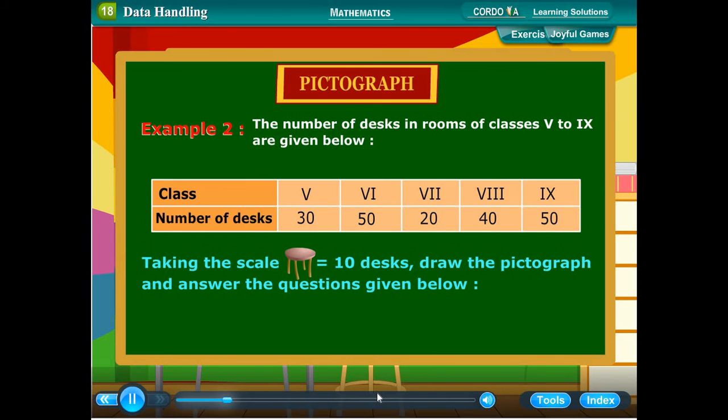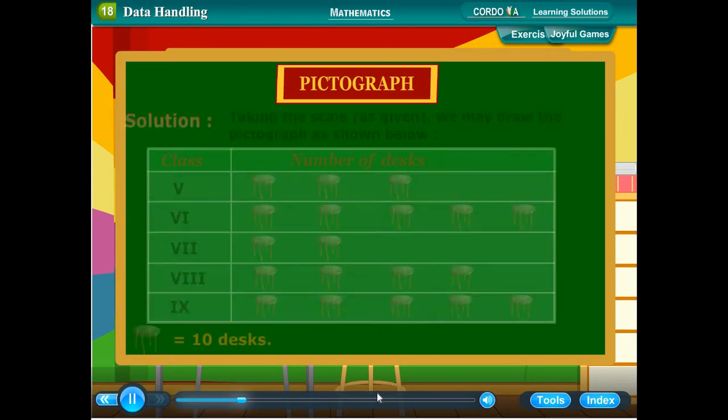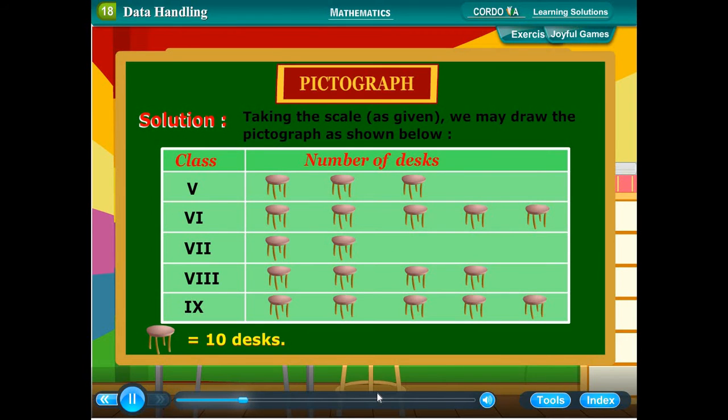Example 2. The number of desks in rooms of classes 5 to 9 are given below. Class 5, 6, 7, 8, 9. Number of desks 30, 50, 20, 40, 50. Taking the scale, 1 desk picture is equal to 10 desks. Draw the pictograph and answer the questions given below. Solution. Taking the scale as given, we may draw the pictograph as shown below. Class, number of desks. 1 desk picture is equal to 10 desks.